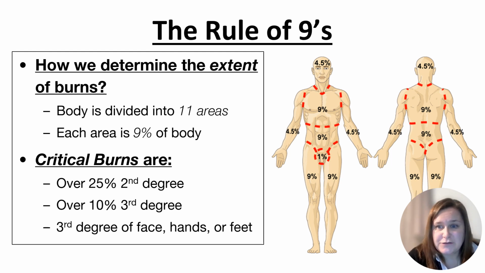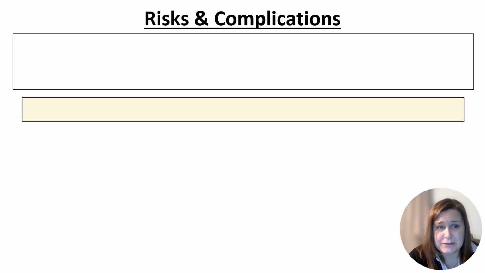When we're talking about a percentage of the body being burned, we use what's called the rule of nines. And in this, the body is divided into 11 areas, and each area is considered about 9% of the overall body. So critical burns are going to be also classified according to how much skin is burned. So over 25% of the skin being burned is going to be second degree, and over 10% is going to be classified as third degree. Third degree can also be if there are burns to the face, hands, or feet, because those are such vital areas that we use all the time.